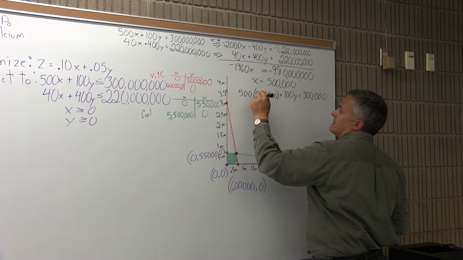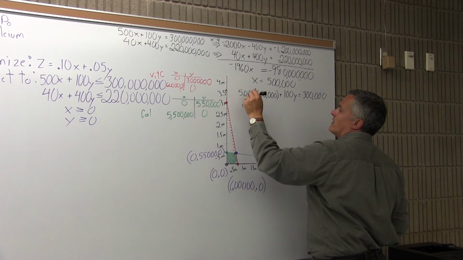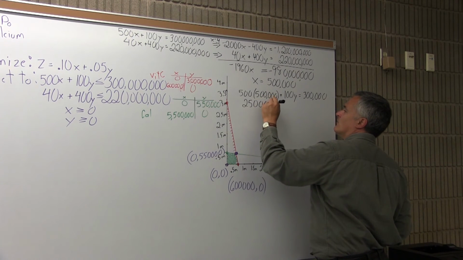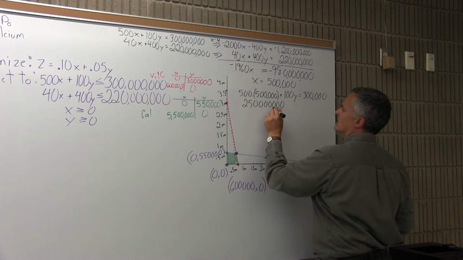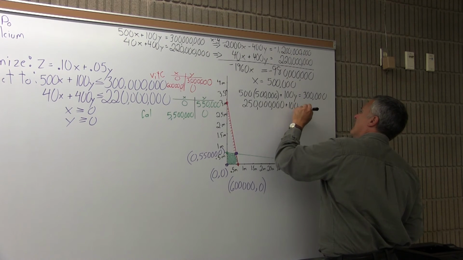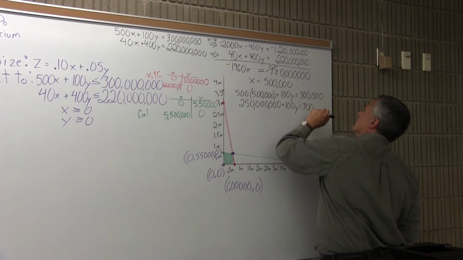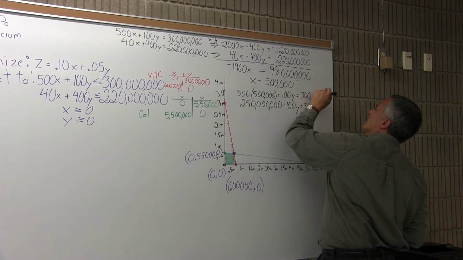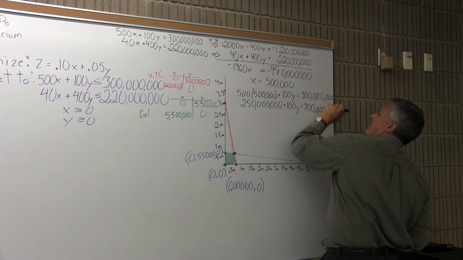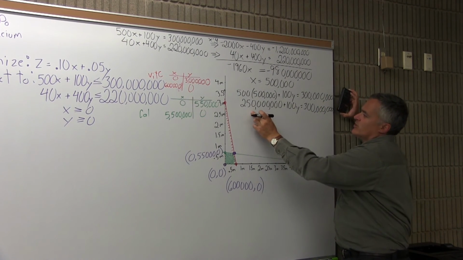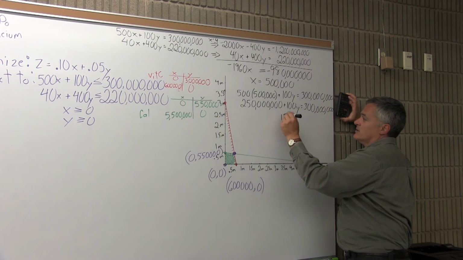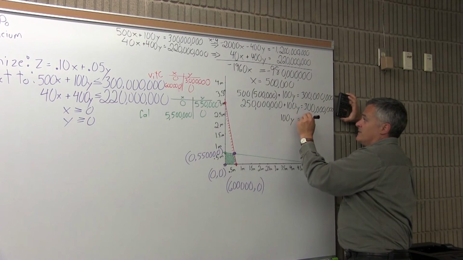So this I can actually do. 5 times 5 is 25, and I want to have 7 zeros after. That's 250 million plus 100y equals, oops, this should have been 300 million. I was a little short on the zeros. Now, to get y by itself, I want to subtract 250 million from both sides. So I'm going to have 300 million minus 250 million, which I can actually do without my calculator, is positive 50 million.